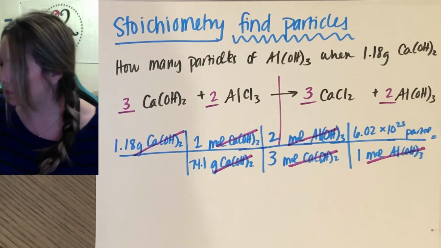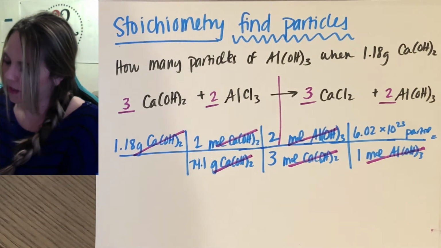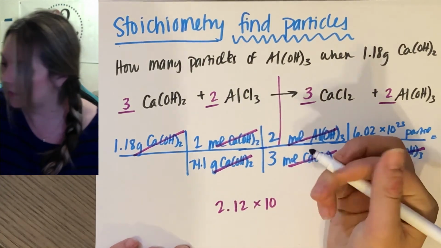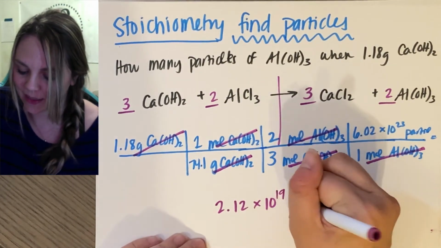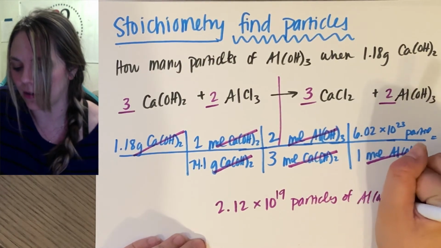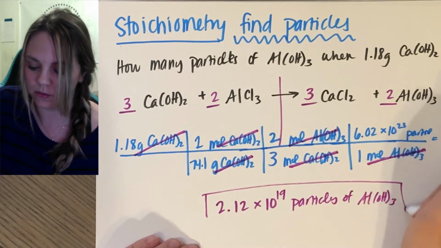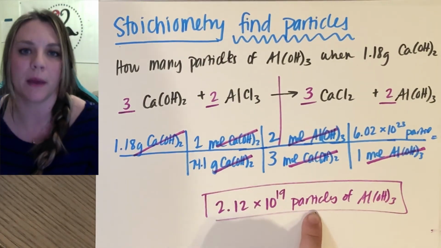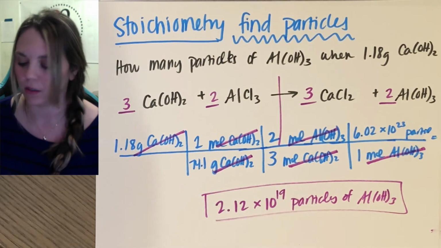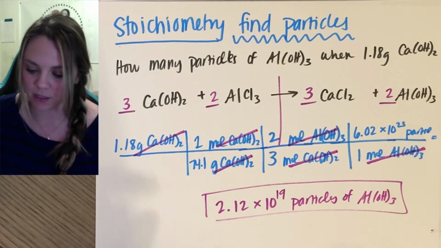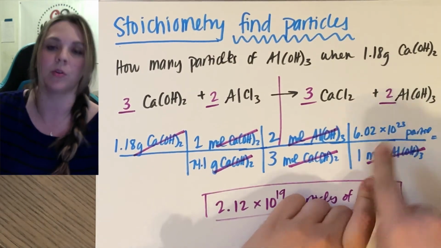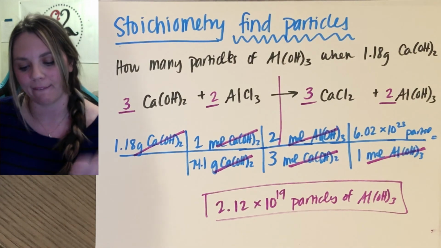I put it into my calculator, and I get 2.12 times 10 to the 19th particles of Al(OH)3. I might say compounds or formula units instead of particles, whatever; it means the same thing. Just make sure you know how to use Avogadro's number if necessary. All right, good luck.